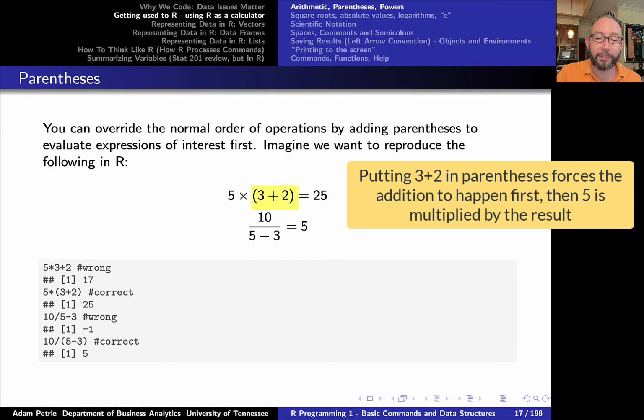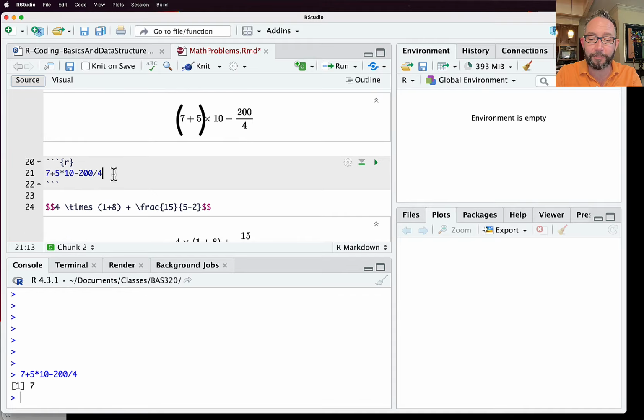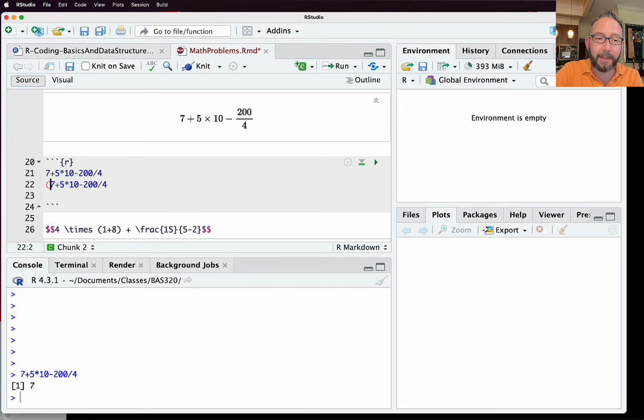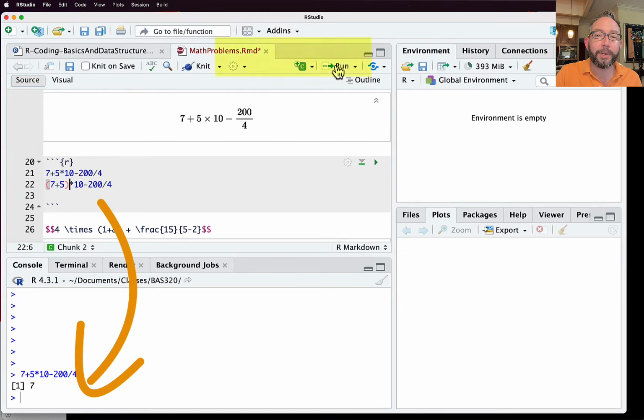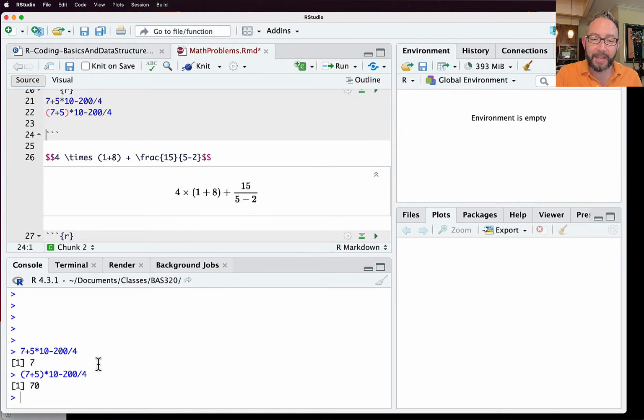So if we were to go and look at our equation, we want to take 7 plus 5, add that first, multiply by 10, then subtract off 200 divided by 4. And I can do so fairly quickly. If I copy and paste, I can just wrap the 7 plus 5 in a set of parentheses, and that's going to force R to evaluate that first. So another way to shoot this down into the console, we could click Run, and we could say current line, that's where my cursor is, and notice that we get the result of 70 out.